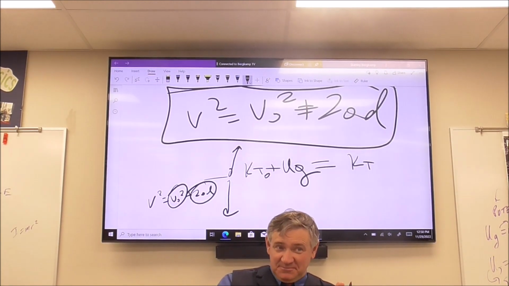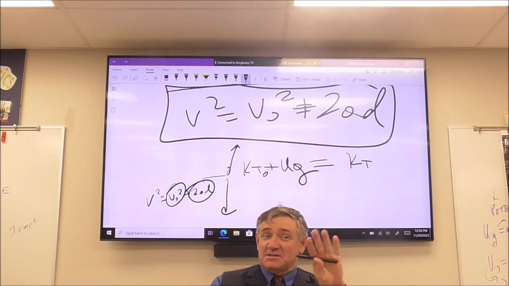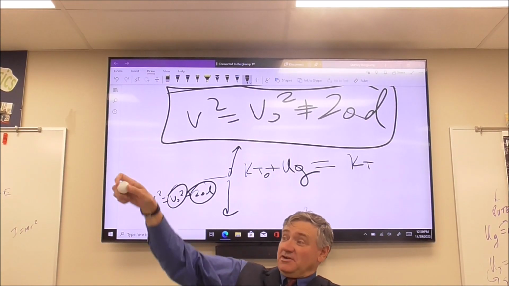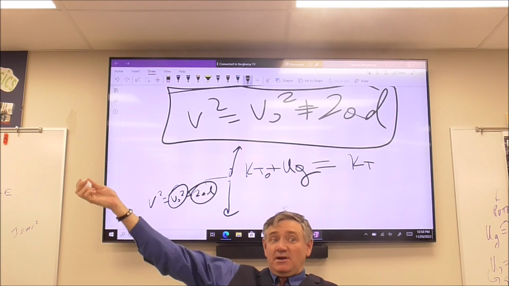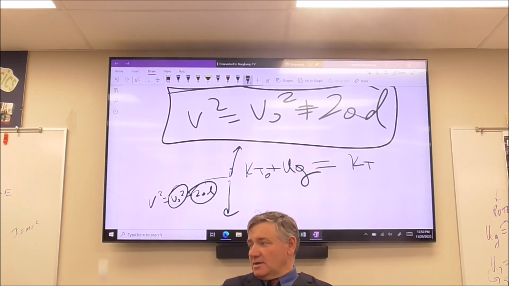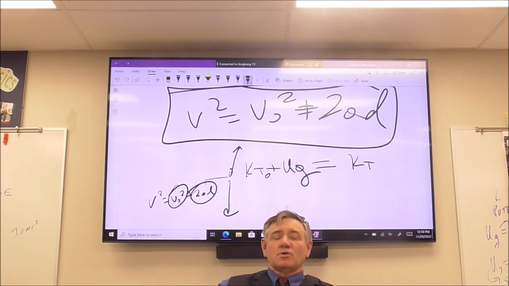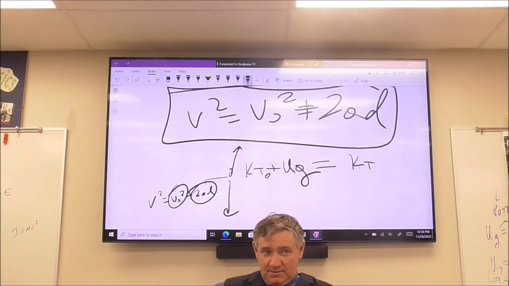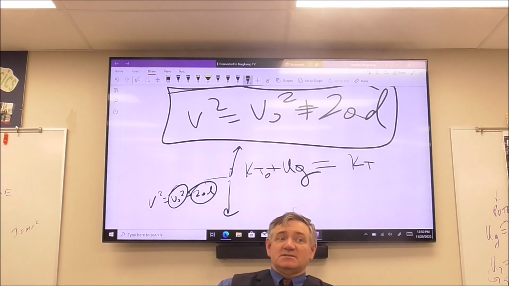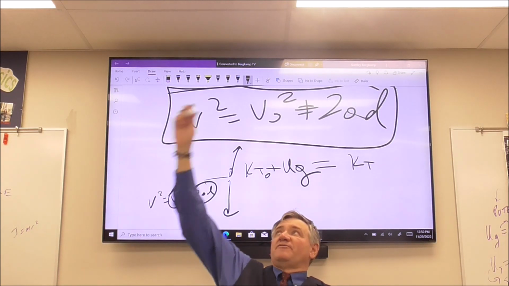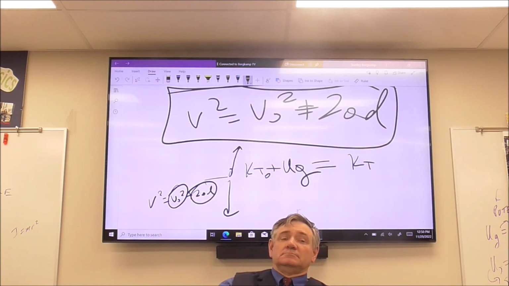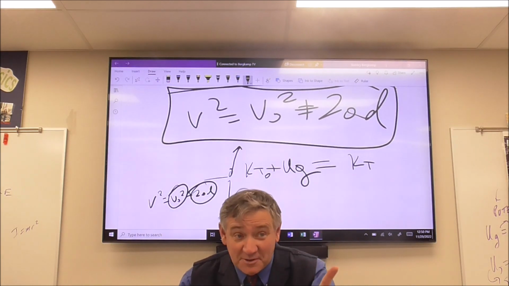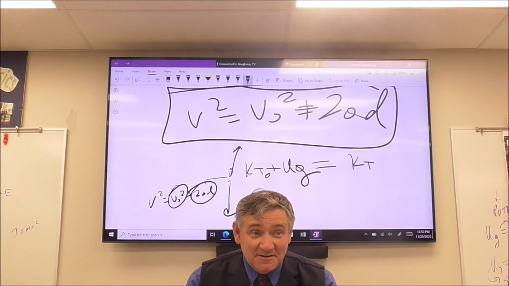So, here's the question. I want to make sure everybody's cool with this scenario. Scenario number 1, I throw it down at 10 meters per second. Scenario number 2, I throw it up at 10 meters per second. Question being, when it hits the ground, is there a difference in the velocities whether I throw it down or throw it up? No, because the KE and the UG will be the same. Beautiful. Now is that really what you want to say? That was what I was thinking.